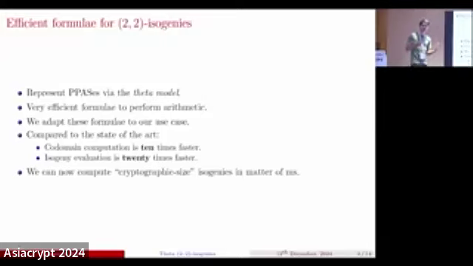So from a cryptanalytic perspective, computing these chains of isogenies using these techniques was just fine, because I mean, you don't need it to be fast. But now, given all the new applications that we have in mind, we decided to look in a different way to compute these isogenies. And one natural candidate was to look at this theta model.